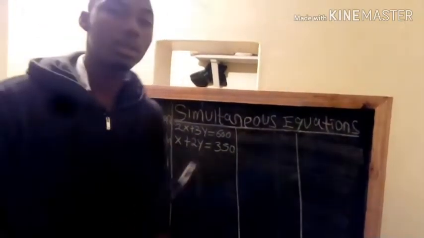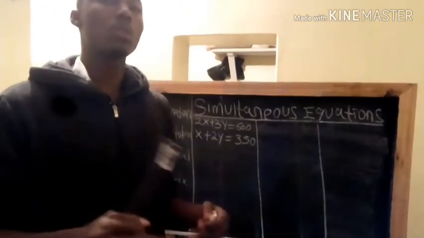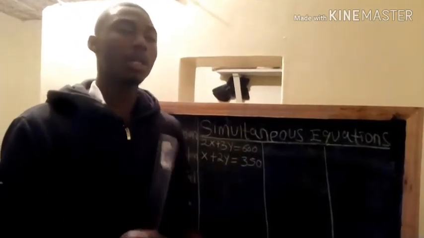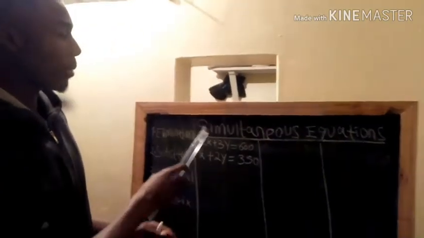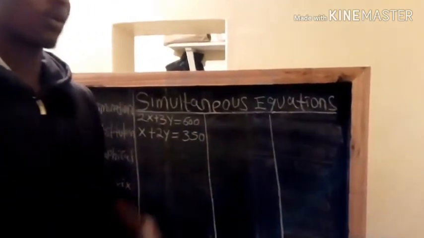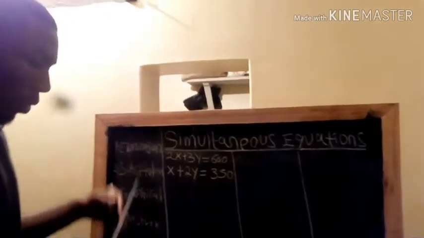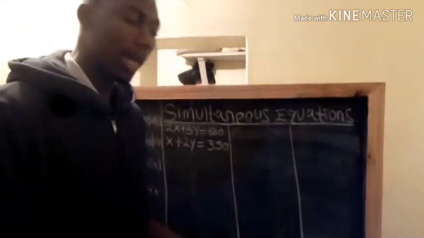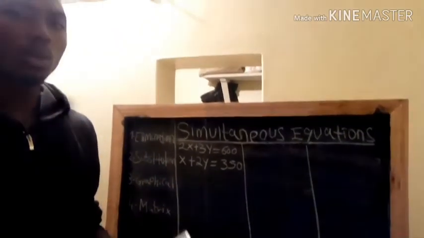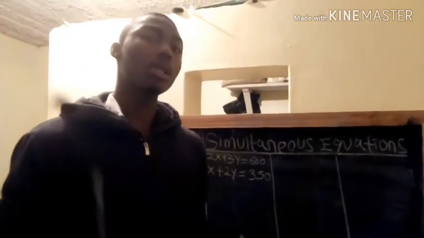So leo nimepika topic inaitwa linear equations. Linear equations kuna kwanga na unknown that you should solve in that equation. You can solve one unknown under linear equation. But today nataka kudwell specifically under simultaneous equations. Simultaneous equations unapata two unknowns in two equations. So unapata unknown like x and y. Unaambiwa get the unknowns. So under simultaneous equations, we always have different ways of solving it. We have different methods of solving simultaneous equations.